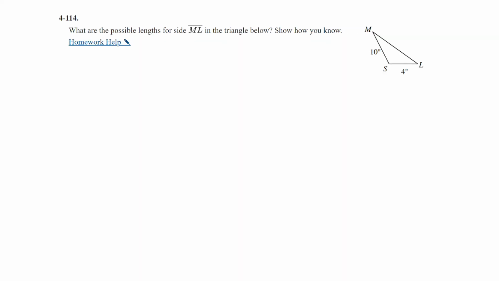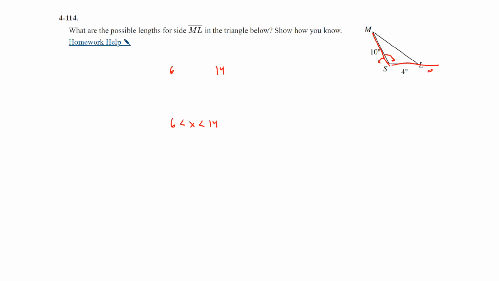Question 114. What are the possible lengths for side ML in the triangle below? So remember the triangle inequality theorem, and just kind of pretend on opening this triangle all the way up if you possibly could. So you would add 4 and 10 together to get a maximum value of 14, but a little less than that. Or you can pretend on taking the 10 and swinging it all the way down here, and then that would make 6 as the smallest. But the possible lengths would be anything greater than 6 and less than 14.